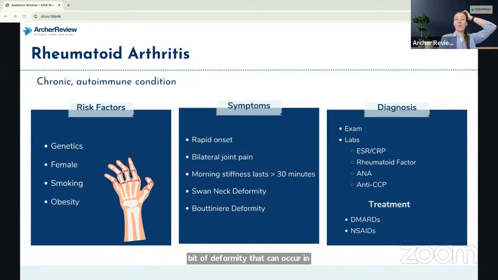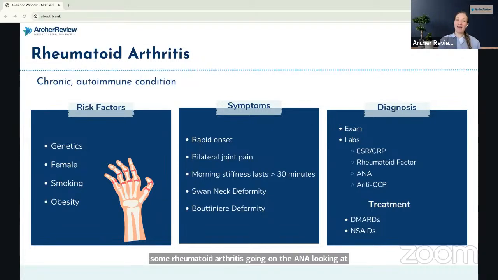that can occur in the later stages of rheumatoid. We diagnose rheumatoid on labs. So this is your panel that you're going to be getting. The ESR and CRP are your non-specific inflammation markers that we look at. The rheumatoid factor, if that's positive, is pretty much a slam dunk. We have some rheumatoid arthritis going on. The ANA looks at lupus and rules out other autoimmune diseases.